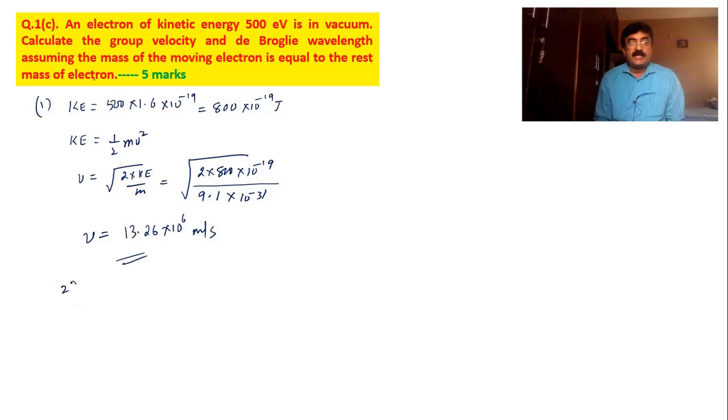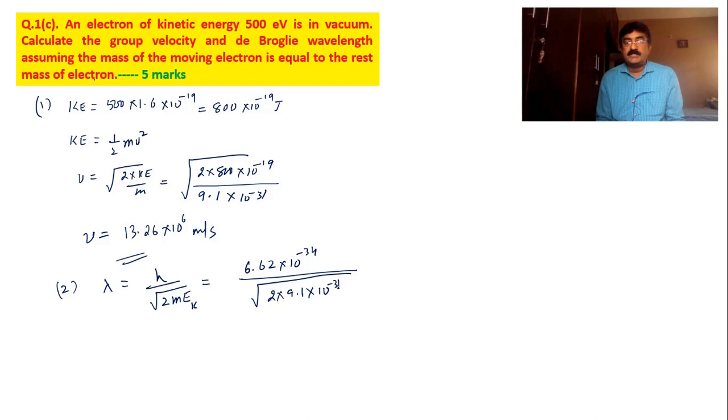Now coming to the second part, lambda is equal to h divided by p, or h divided by root of 2 m E, where E is nothing but the kinetic energy. I already mentioned this equation in the previous slide. That is 6.62 into 10 power minus 34 divided by the square root of 2 into 9.1 into 10 power minus 31 into the kinetic energy, which is 800 into 10 power minus 19.